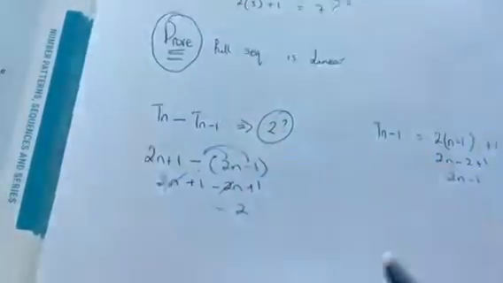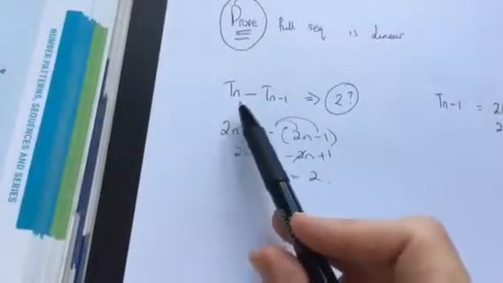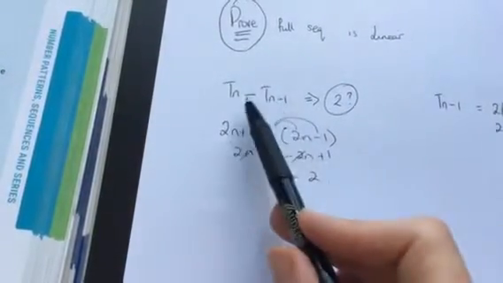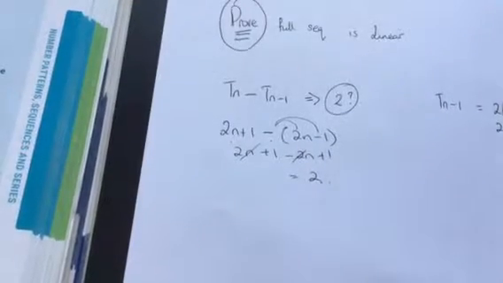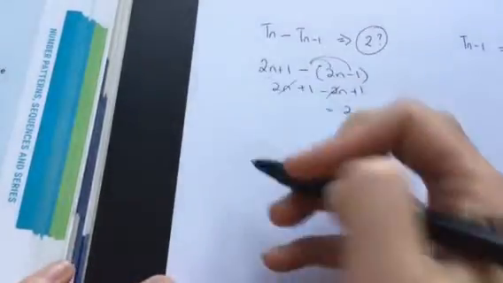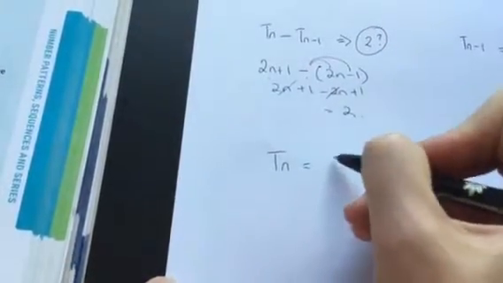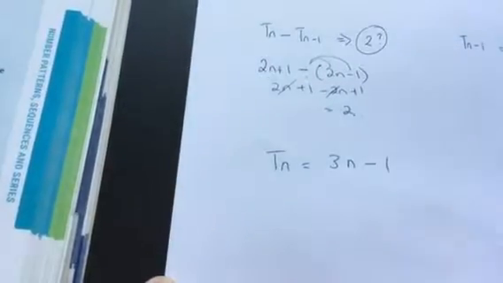That gives me 2, which proves that no matter the value of n, when I get any term and subtract the previous one, I get the answer 2. So the whole sequence is linear, and that's proving it. You could try a few. So maybe if you want to check and see if that one is linear.